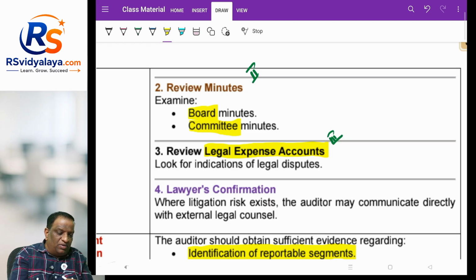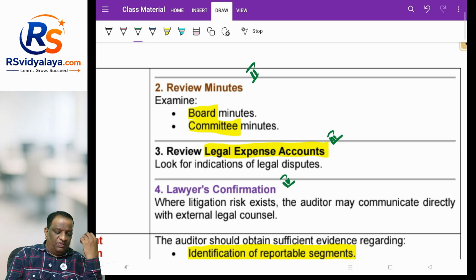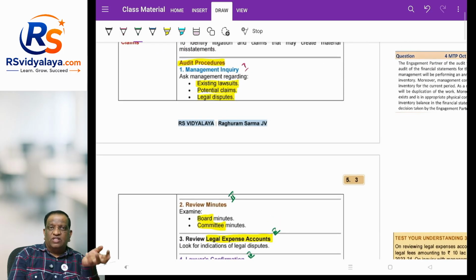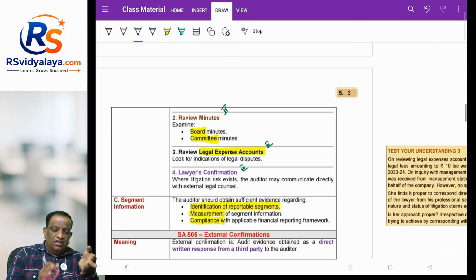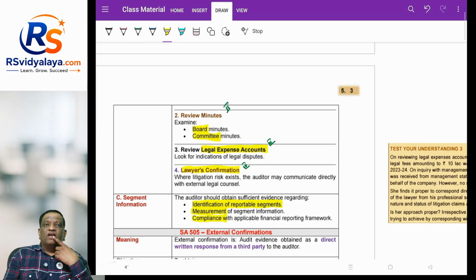And as step number 4, we will get a confirmation from the lawyer, whether he is an internal person or external legal counsel, whoever he is. So these are the 4 steps. To repeat what an auditor should do: first, management inquiry; second, review of the minutes; third, review of the legal expense account; and fourth, confirmation from the advocate, that is, the lawyer's confirmation. These are the 4 things an auditor should do.